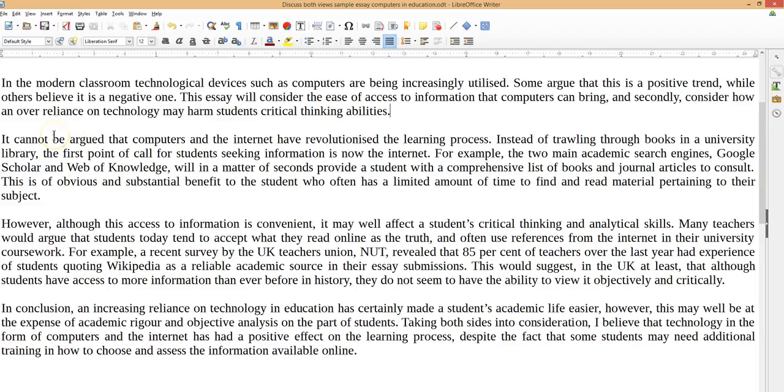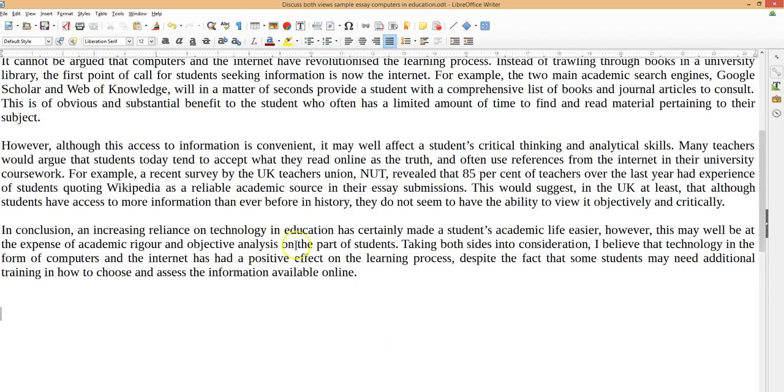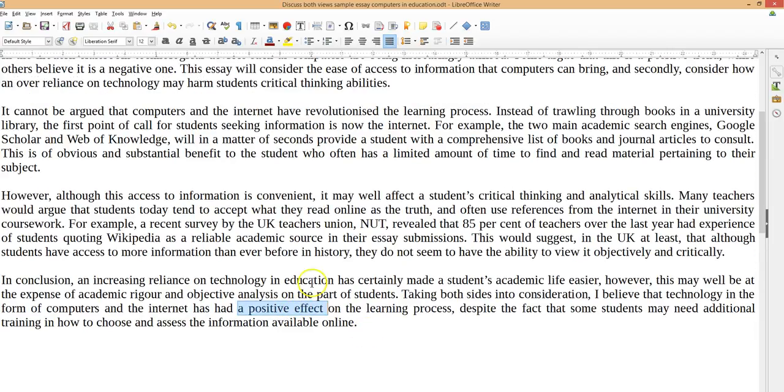So, it cannot be argued computers and the internet have revolutionized the process of learning. Instead of reading books, students now go to the internet first. An example of Google Scholar, in a matter of seconds, provide the student with a comprehensive list of books and articles. This is obviously good. It's a benefit, which I mention here at the end.